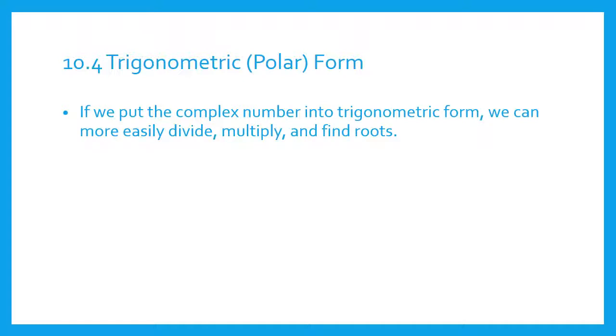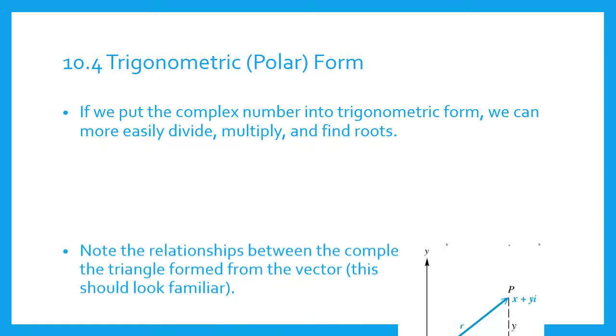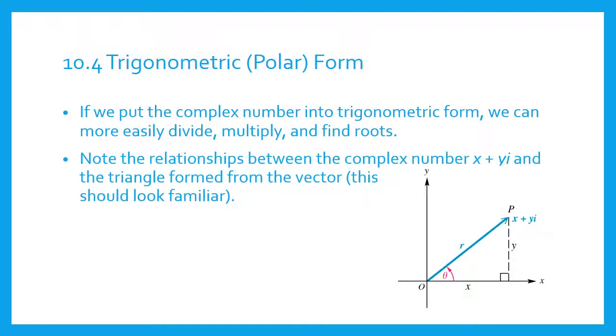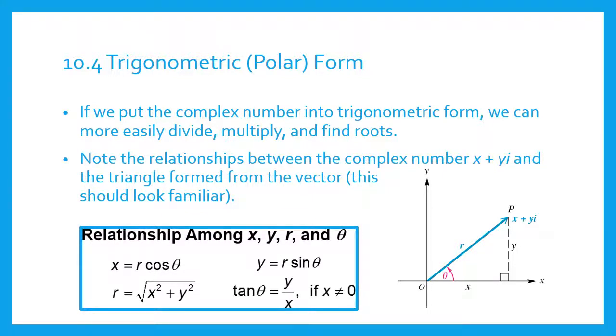Now, if we put the complex numbers into trigonometric form, it's a little easier to divide, multiply, and to find roots. Note the relationships between the complex number x plus yi and the triangle formed from the vector. This should look really familiar. We've done this probably 100 times by now. The relationship between the different parts of the triangle there: x is r cosine theta, y is r sine theta. Again, should be very familiar.